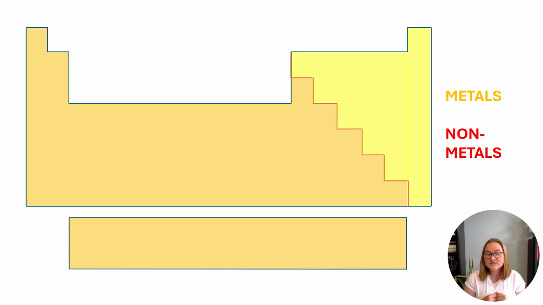The elements that lie directly on the stairstep are technically called metalloids. They exhibit some of the behaviors of metals and some of the behaviors of nonmetals. But if you simply group your elements as metals and nonmetals, that will be sufficient for me.